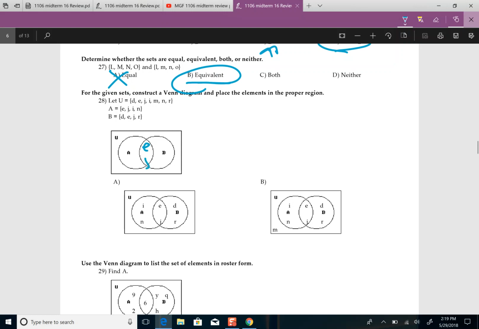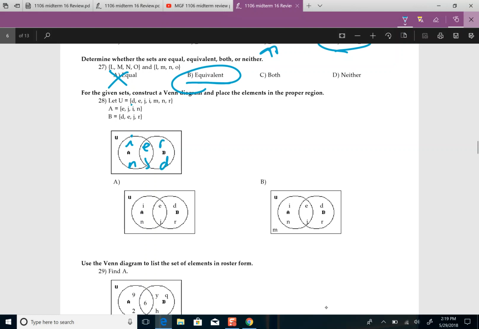And I will be giving you scrap paper, so if you need scrap paper, absolutely you're going to be provided with it. Then I is only in A, so let's put that there. N is only in A. D is only in B. R is only in B.